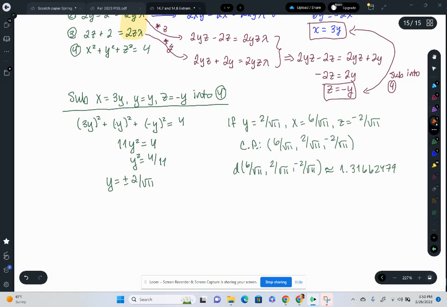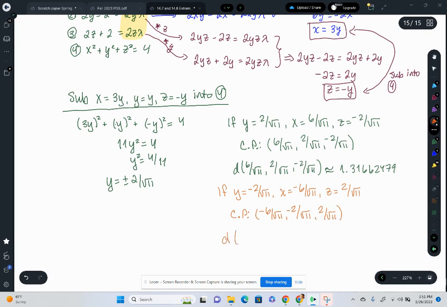Now, if y equals negative 2 over square root 11, x will equal 3 times that, so negative 6 over square root 11, and z will be equal to negative that, so positive 2 over square root 11. The critical point is negative 6 over square root 11, negative 2 over square root 11, and then positive 2 over square root 11.